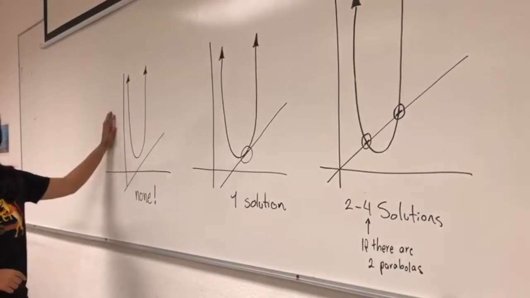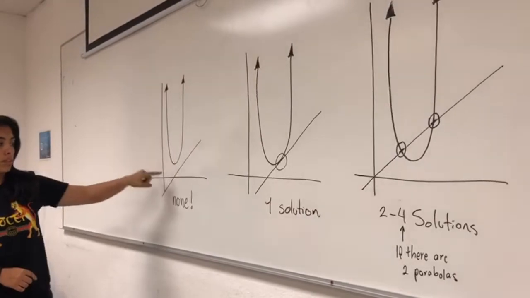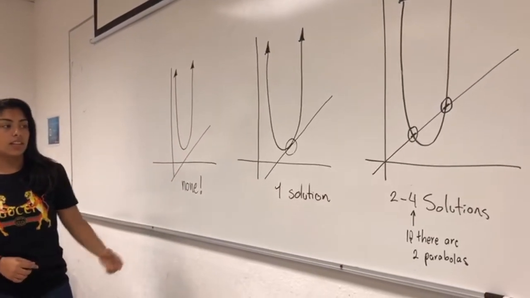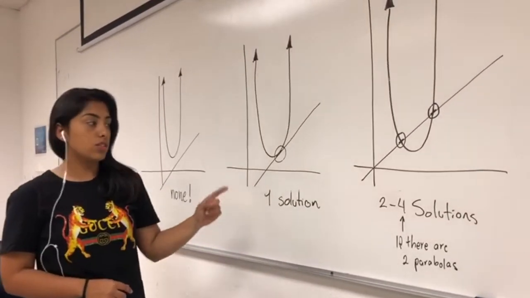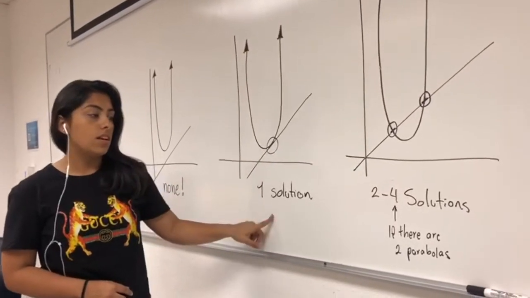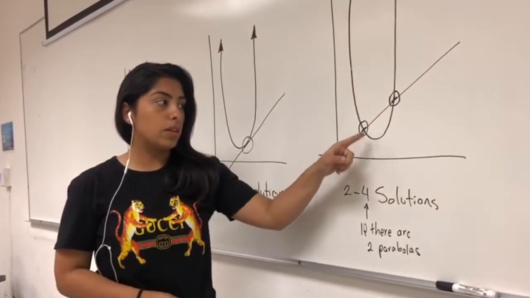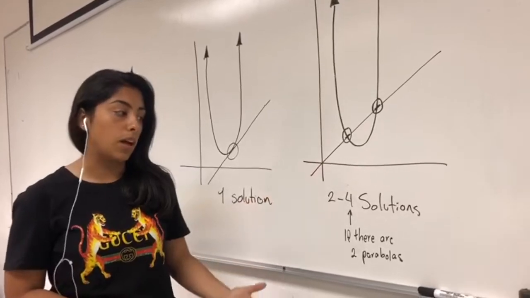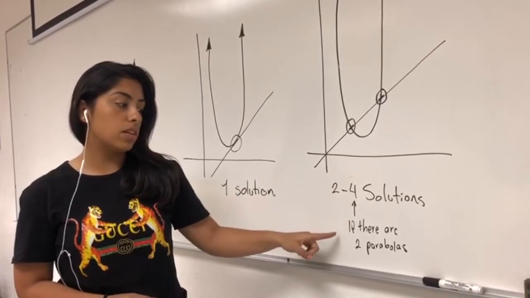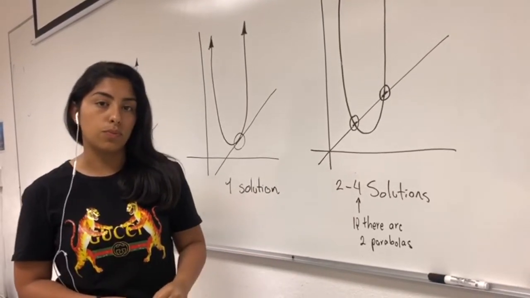In this case, we have no solution because they never touch, they never intersect. Here we have one solution because it just touched once. And here we have two solutions because the line passes completely through the parabola. We could have up to 4 solutions because there could be 2 parabolas too.